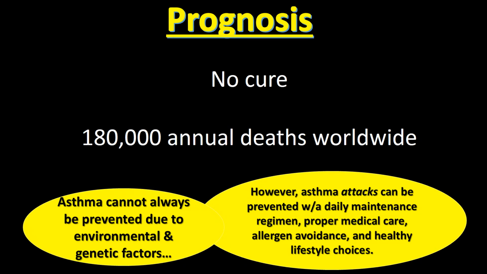So currently there is no cure for asthma, and there are 180,000 annual deaths worldwide. Although asthma cannot always be prevented due to environmental and genetic factors, it can be controlled with daily maintenance medications, proper medical care, allergen avoidance, and healthy lifestyle choices.